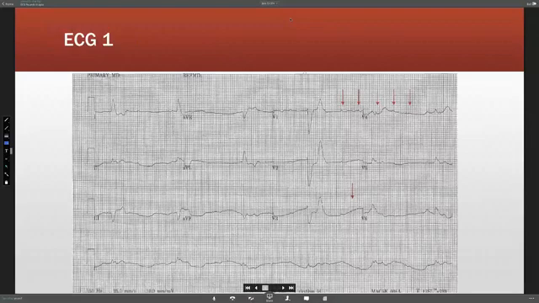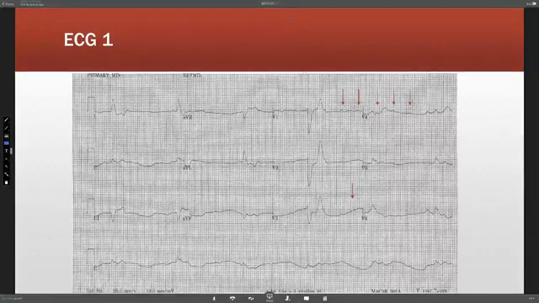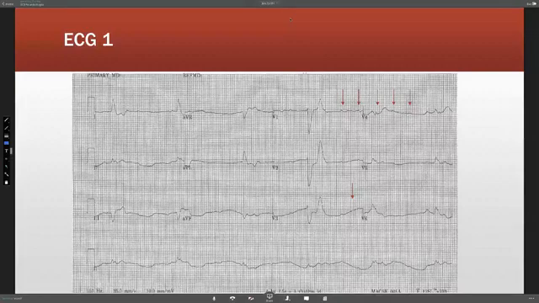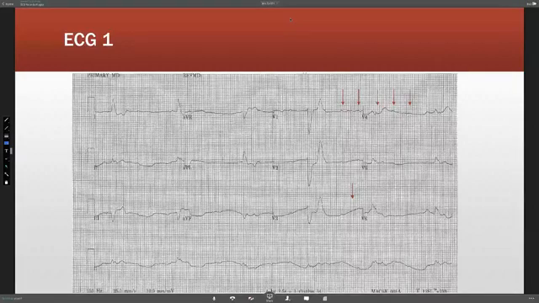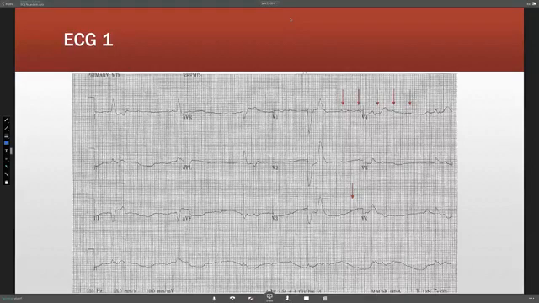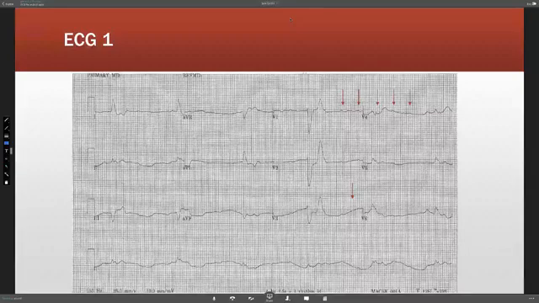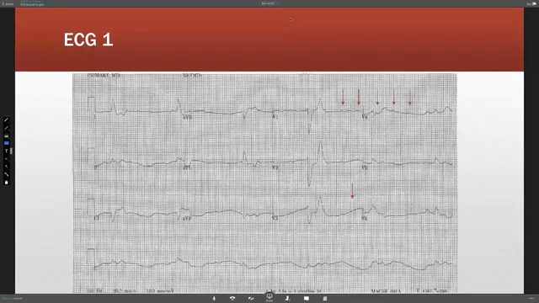So this is the ECG, and I'm showing here some arrows to explain the findings. So the right answer is actually number two, which is sinus tachycardia, AV block, escape rhythm, and myocardial infarct. And I'll explain why that is the right answer.